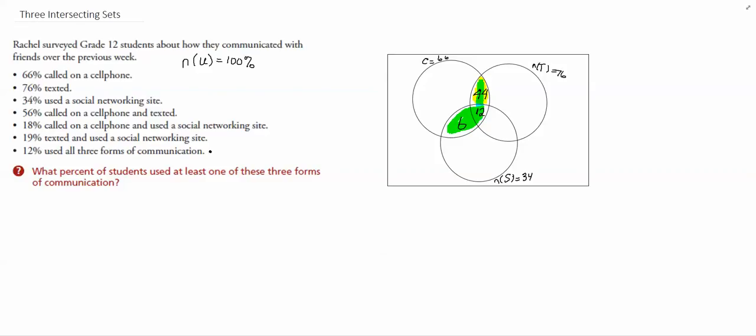Now, because I have all of these pieces combined, that allows me to calculate the number of people here that use only a cell phone. So I take 66 minus 44, leaves me with 22. I subtract 12, that leaves me with 10. Subtract 6, and that leaves me with 4. So I have 4% that use cell phones exclusively.